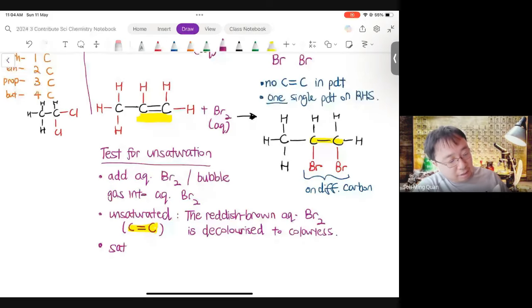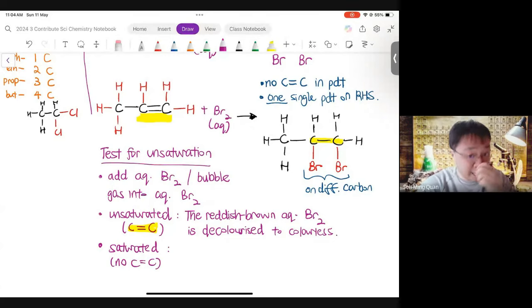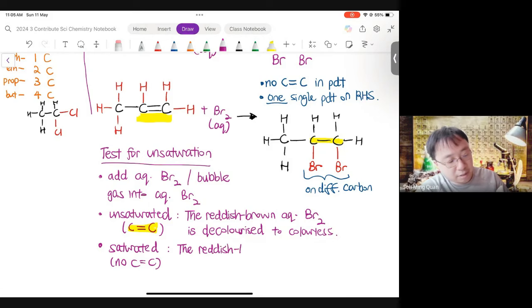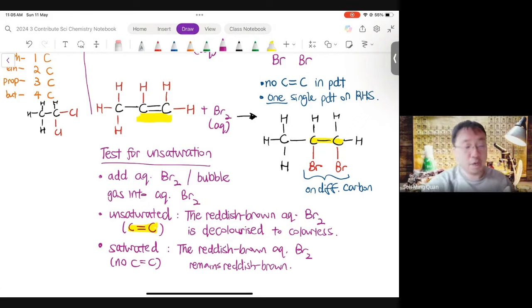How about saturated? Saturated means no carbon-carbon double bond. So for example, alkane. If it was an alkane, there's no carbon-carbon double bond, there's no reaction with aqueous bromine. No addition reaction with aqueous bromine means the reddish brown aqueous bromine will remain the same, which is reddish brown. So it remains reddish brown. Okay, so this is a color change that you will need to remember for unsaturated. Carbon-carbon double bond present and can undergo addition reaction.